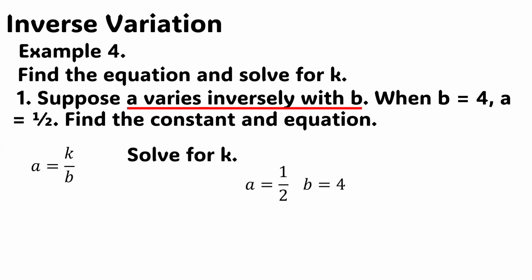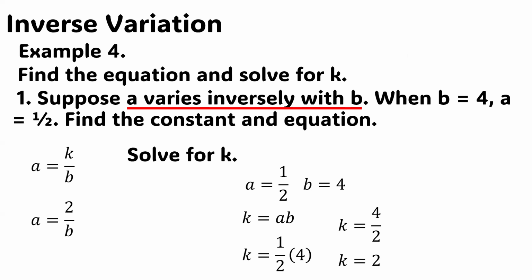So K natin, A natin is 1/2, B natin is equal to 4. So K natin is equal to A and B. So pag nakita natin to, we find already the constant. So substitute the value of A and B. A is equal to 1/2, B is equal to 4. So 1/2 multiplied by 4, you have 4 divided by 2. Therefore, this is equal now to 2. So your constant of variation is 2. And then the equation, babalik lang tayo, A is equal to 2 over B.